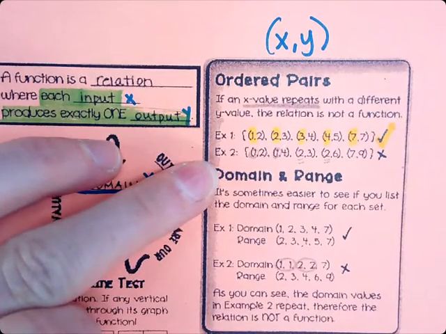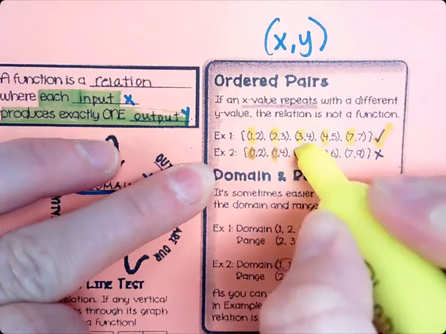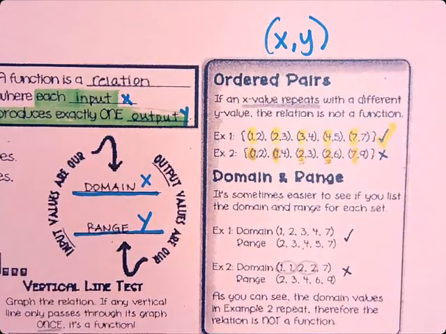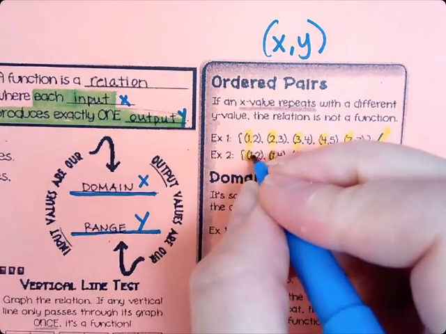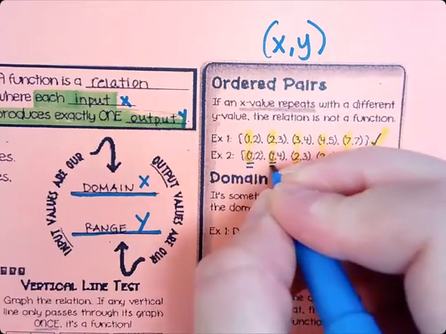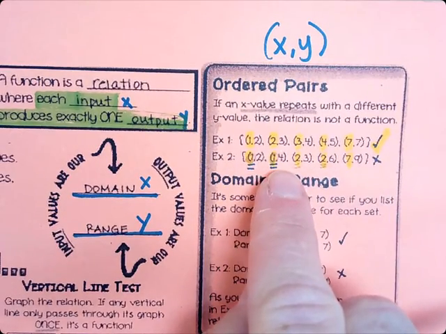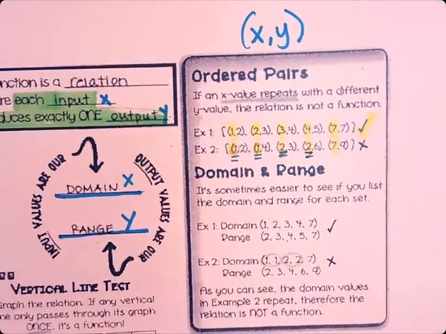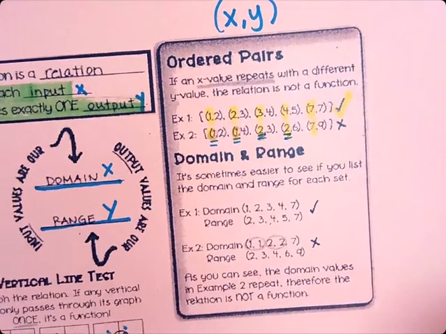Example 2. We have x values 0, 0, 2, 2, and 7. See how the 0 is with 2 and 0 is with 4? It's not a function. 2 is with 3 and 2 is with 6, so it's not a function. Anytime the x values repeat, it's not a function.